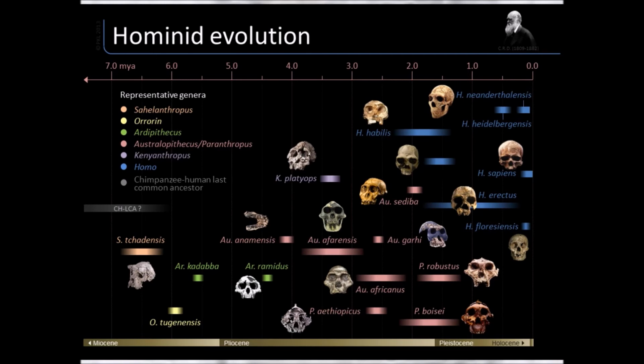Hominin, we're going to stick with hominin for this course. But this is our hominin evolution. And what we're looking at here is starting over here with Sahelanthropus tchadensis, right around 7 million years ago. This individual started to split off from our last common ancestor. That's what LCA means. We don't know when exactly they split.